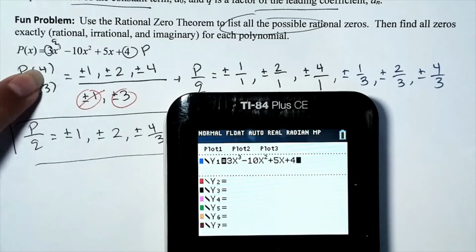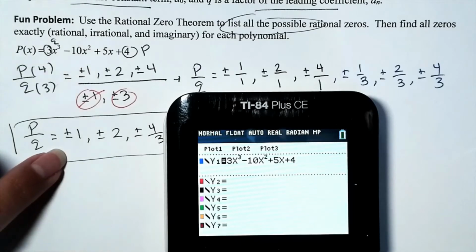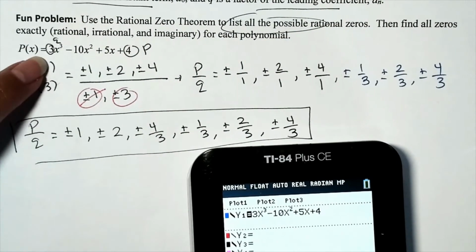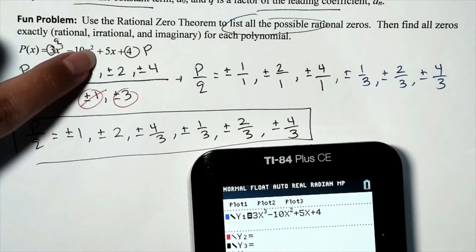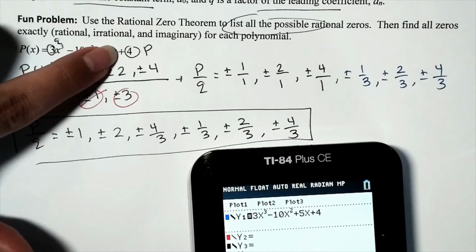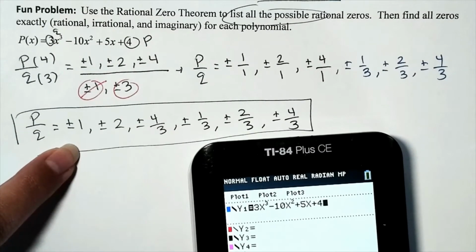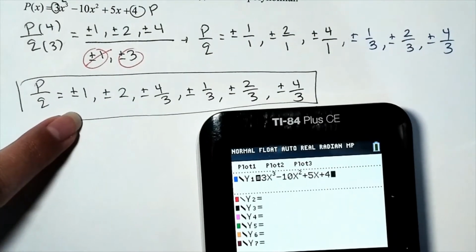plus 4. Okay, the reason why I recommend that you test out each value is because if you manually write, like if you test out 1, 3 times 1 to the third minus 10 times 1 squared plus 5 times 1 plus 4. I mean, we can do it like that, but it's going to be very tedious very quickly. So what we're going to do is we're going to go ahead, use a table of values.